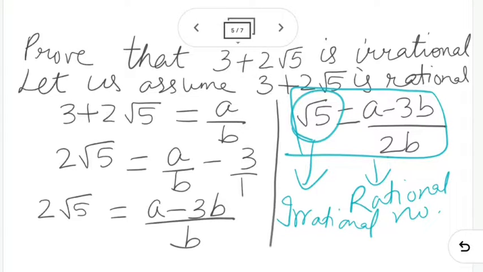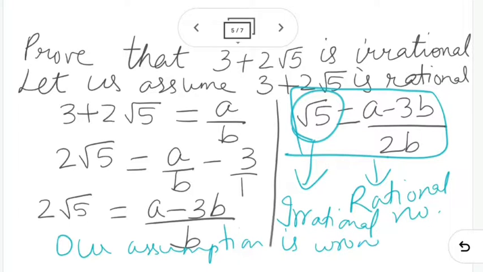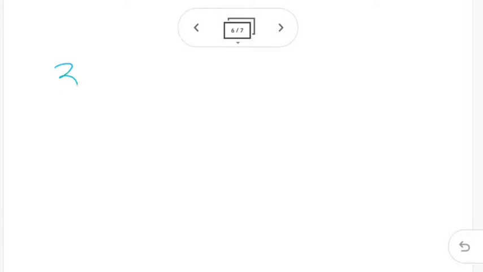It means what we assumed in the beginning is wrong. This is not rational, this is irrational. So we will write our assumption is wrong. What we assumed in the beginning, that 3 plus 2 root 5 is rational, but by choosing it as a rational number, we have come to a conclusion at the end which doesn't satisfy the condition. So we will say 3 plus 2 root 5 is irrational.